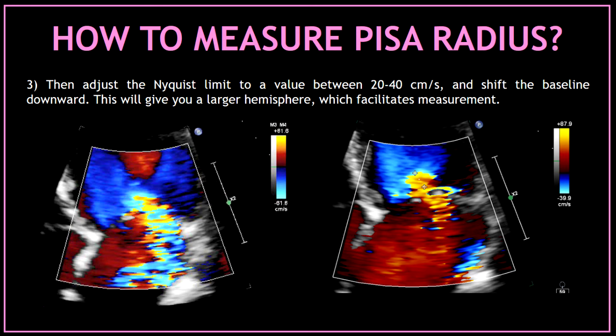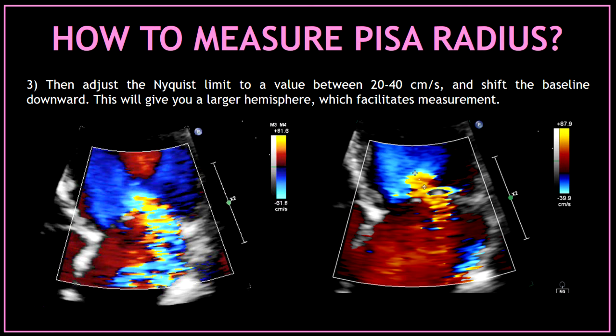I know that this is the part that can be a little bit confusing. So you have to always remember, first, always shift the baseline towards the direction of the flow. In this image, I'm measuring the PISA of a mitral regurgitation. The blood flow is going downward. That's why I'm shifting the baseline downward.